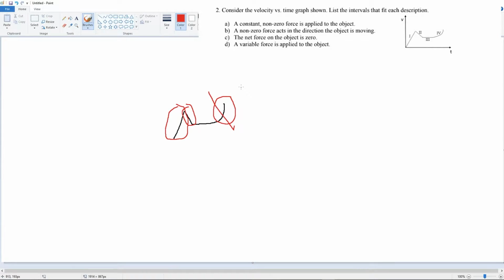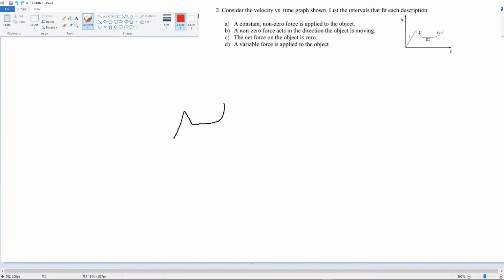So that means we can count out number 4 as it's not constant. And we can also mark out this straight line in the middle because there's no force on there. It would be a 0 force. So that means number 1 and number 2 are the correct answer for part A. Let me get rid of all of these circles.